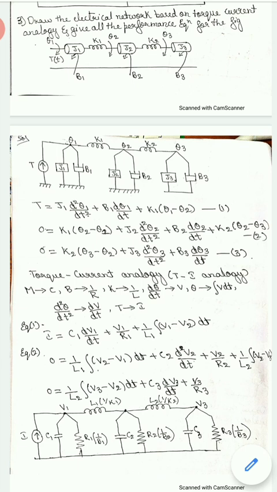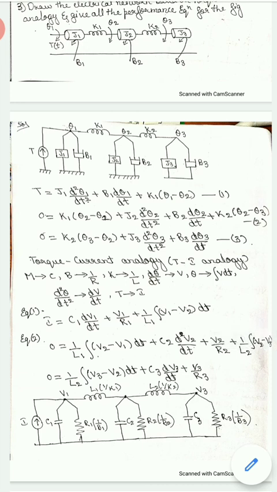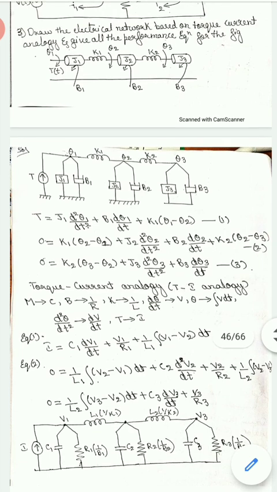Next we are writing the equation for theta 3. We don't have torque here. So 0 is equal to K2 open bracket theta 3 minus theta 2 close bracket plus J3 d square theta 3 divided by dt square plus B3 d theta 3 divided by dt. These are the three equations for three displacements. Next, you need to convert the torque to current analogy. They have asked in the question for torque to current analogy.